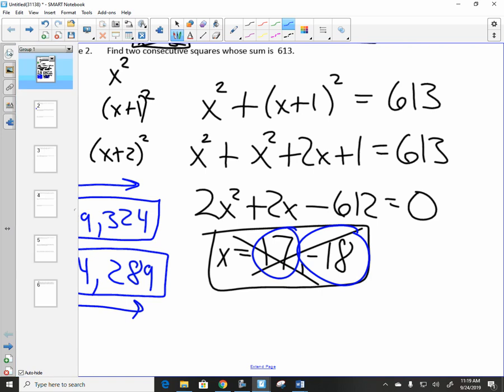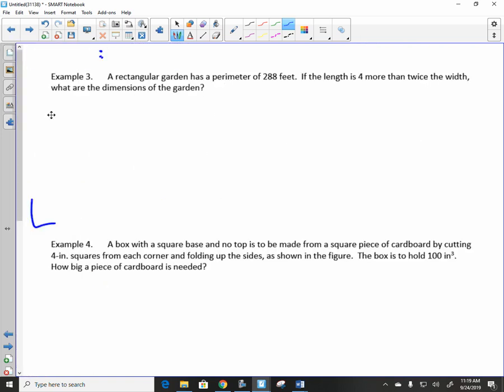Flip it over. Rectangular garden has perimeter 288. Length is 4 more than twice the width. What are the dimensions of the garden? You've seen this problem before. You should be able to walk me right through it. What do you want to start by doing? Draw a picture. Great. Now what?